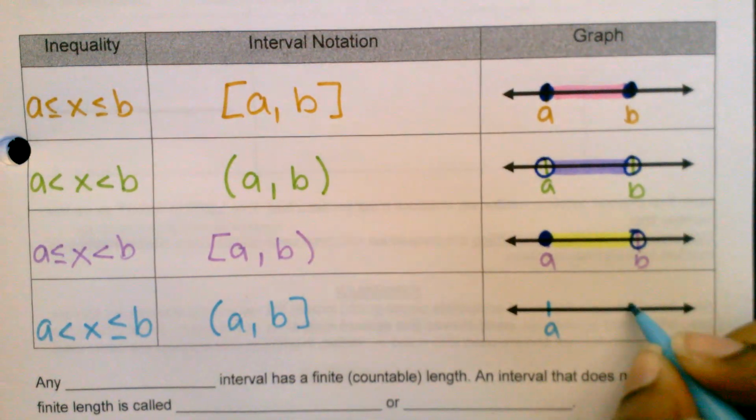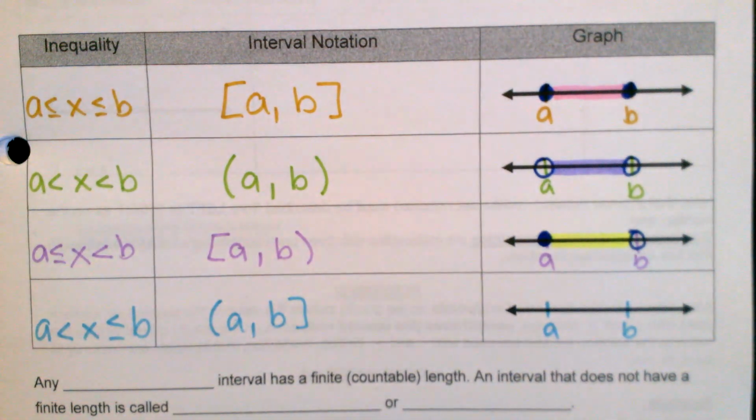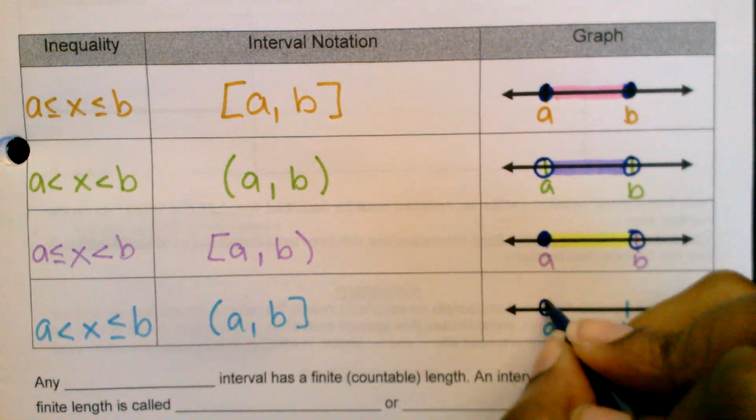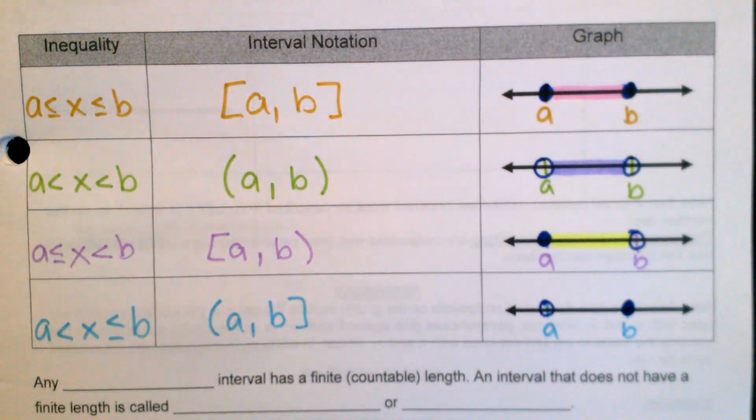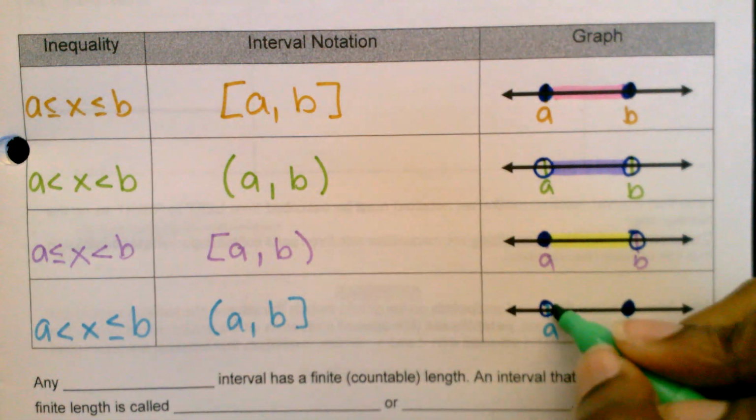Here's my A. Here's my B. Which one is going to have the open circle? Excellent job. That means B is going to have, yes. Then I'm going to highlight in between.